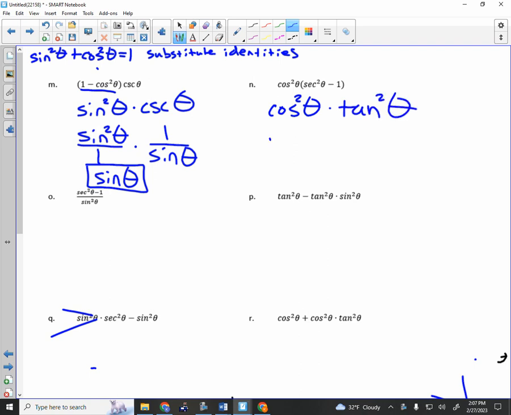And I'll rewrite it as cosine squared of theta over 1 times sine squared over cosine squared. And what happens?